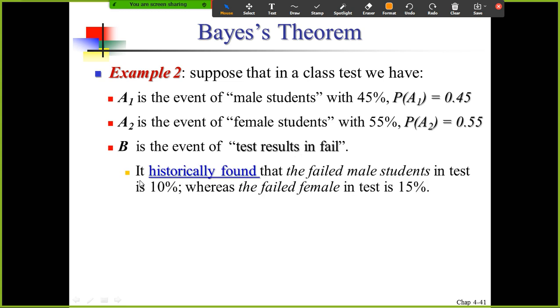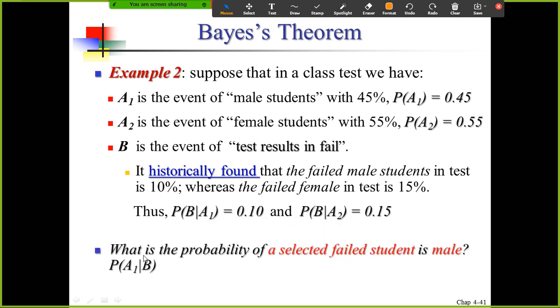This is a conditional probability. Historically it was found that the failed male students in the test so far is 10%, whereas the failed female students in the test so far, not today, so far meaning history, is 15%. That's why we can say among males going to the test, the result fail is 10%. Among females going to the test, the result fail is 15%. Based on this, this is a conditional probability. So again, what is the probability that a selected failed student is male?